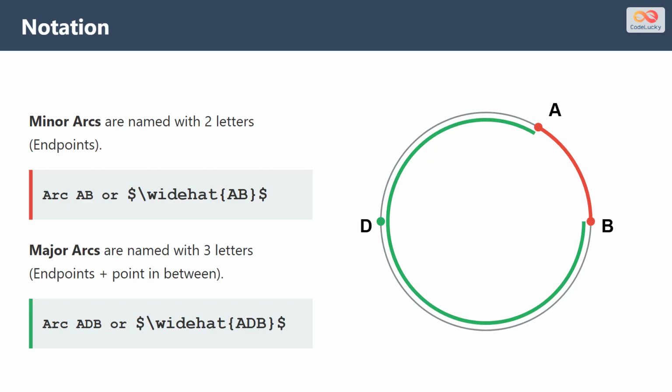When writing this down, we use specific notation. For minor arcs, we use two letters, representing the endpoints, like arc AB. For major arcs, we use three letters, adding a point in the middle to show the direction, like arc ADB. This helps us avoid confusion about which path to take around the circle.